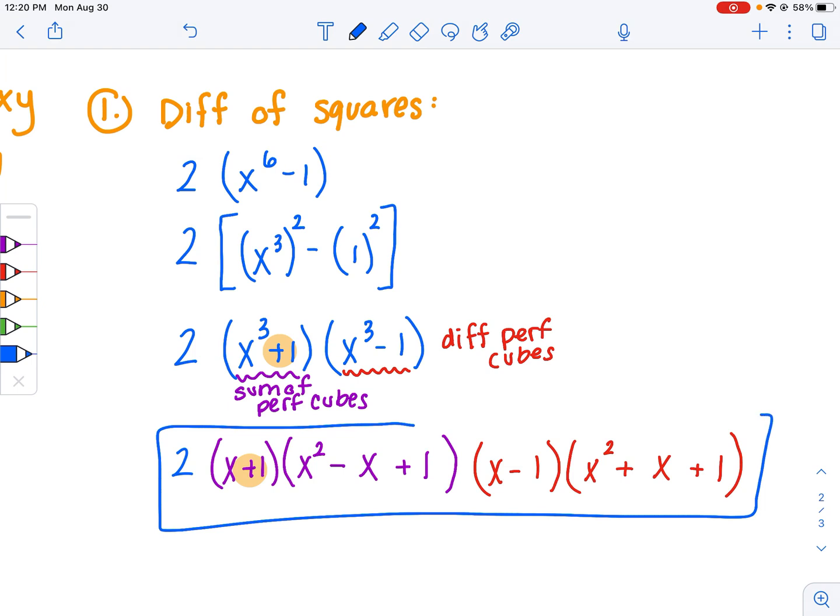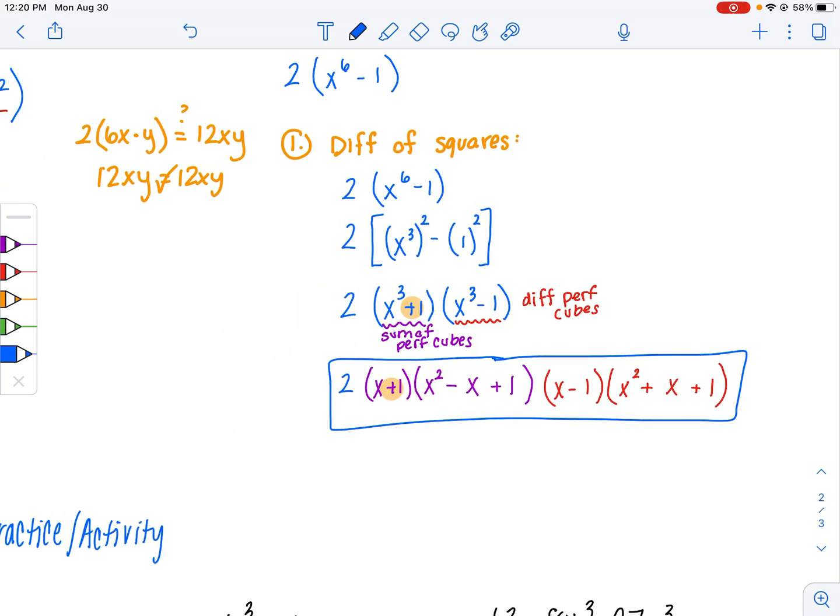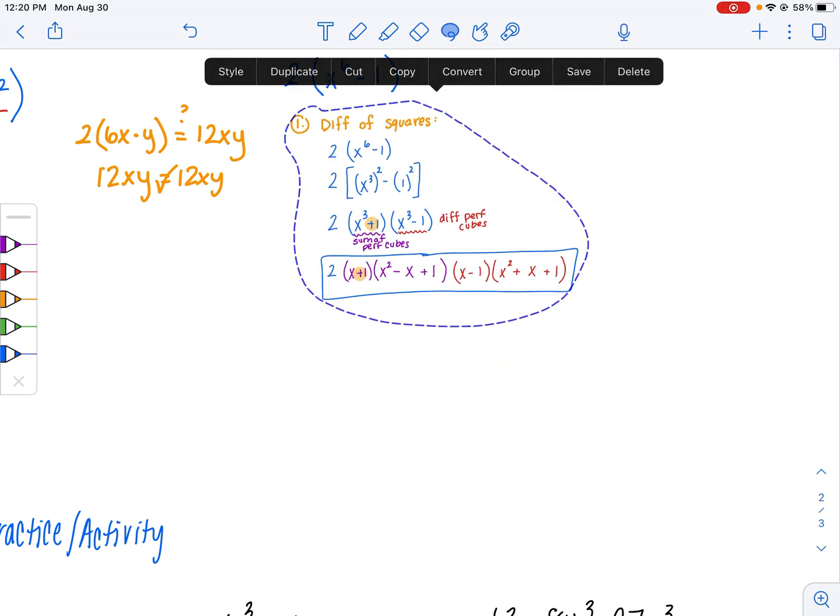As weird as this is, that's your final answer if you looked at difference of squares first. Now let's say we actually looked at difference of cubes first. So this is one potential answer.